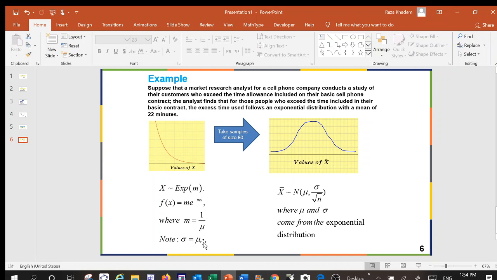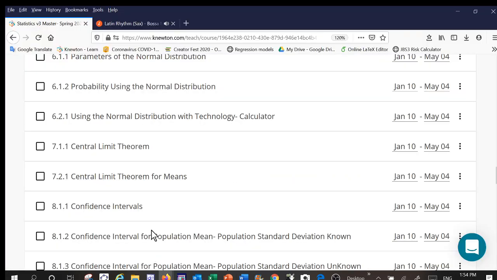Sigma is the same as mu, and mu is 1 over m. And m, remember, is the parameter of the exponential distribution. So that would be easy because mu and sigma are the same. For exponential distribution, these two are the same. So the mu of x bars would be mu, and the standard deviation would be standard deviation divided by square root of n. All right, now that we have the basics under control, let's go to Newton Alta and do a few problems from chapter 7.